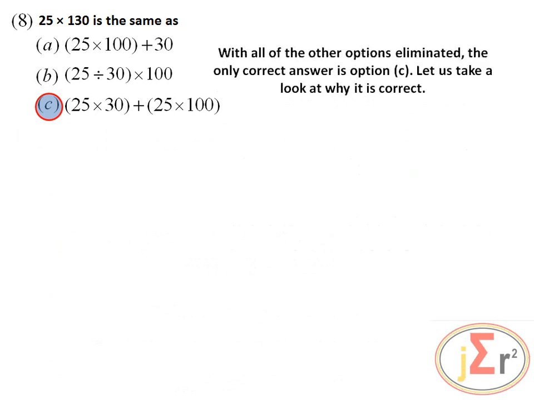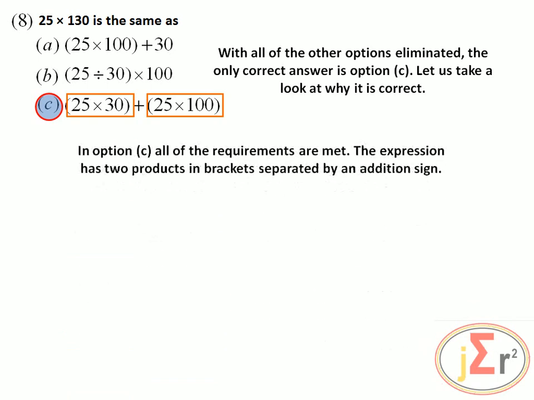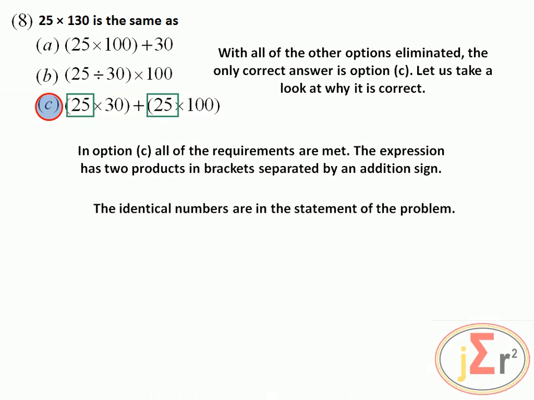Option C is correct. With all of the other options eliminated, the only correct answer is option C. Let us take a look at why it is correct. In option C, all of the requirements are met. The expression has two products in brackets separated by an addition sign. That's right. We must have two products separated by an addition sign. We have that. Then what do we know? The identical numbers are in the statement of the problem. We have the number that is distributed is 25. So we have it right there.